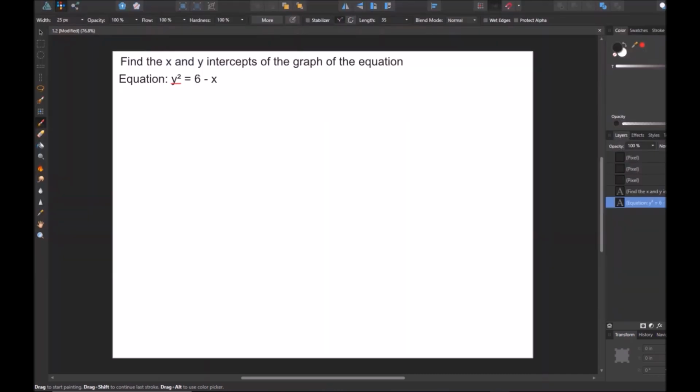So for this next problem, we're given the exact same instructions, just a different equation. y squared equals 6 minus x. So for the x-intercept, we're going to plug in 0 wherever we see y. So we have 0 squared equals 6 minus x. 0 squared is just going to be 0, leaving us with 6 minus x.